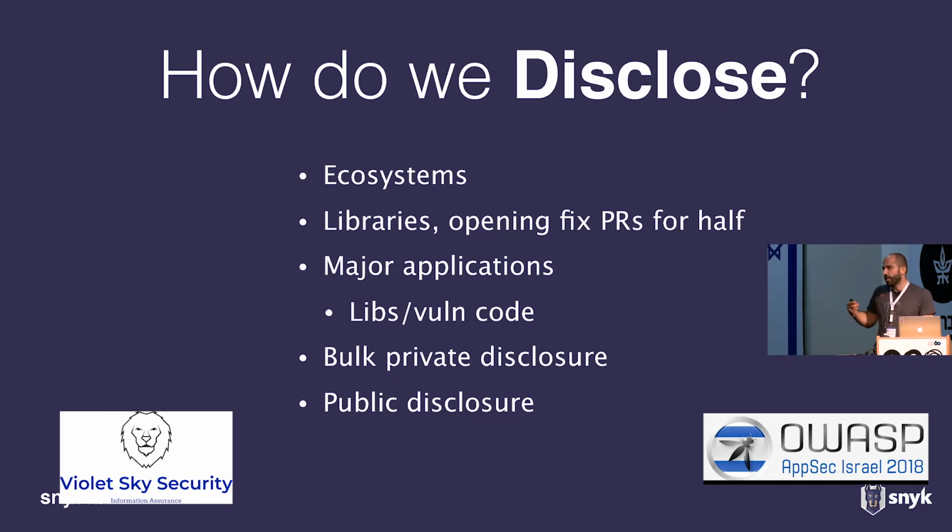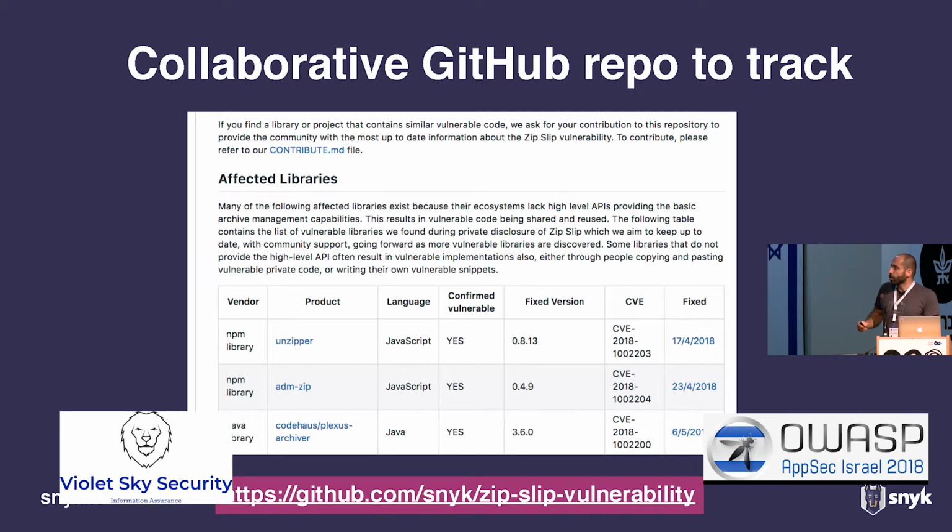We actually are a CNA, a CVE Numbering Authority, so that one was easy. We just assigned the CVEs that same day. We also created this collaborative GitHub repo to track all the affected libraries and projects, so you can check this link out and open pull requests for other affected libraries and issues. Basically, you'll find there all the affected libraries across different ecosystems, all the affected projects, and also vulnerable implementations that were not exploitable, but still were defensively fixed.